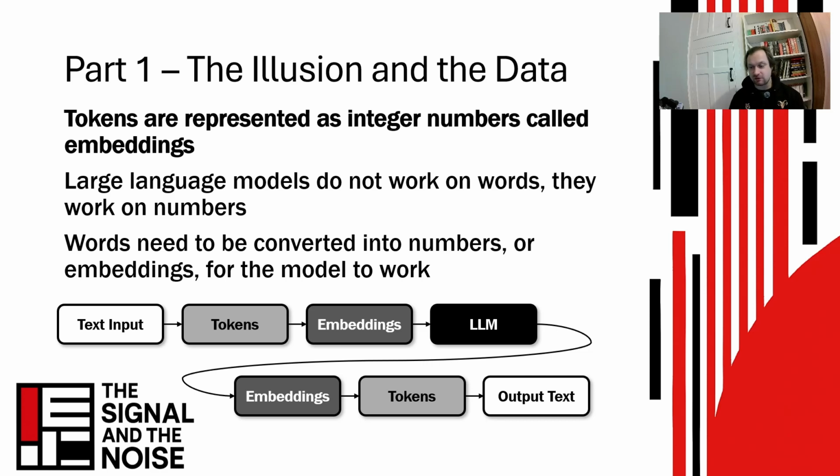So here's a rough conceptual flow of what happens when you send data to a large language model. You send your text input, which is then converted into tokens, which is then converted into embeddings. The large language model then operates on the embeddings and returns a set of embeddings, which are then changed into tokens, and then these are converted back into output text, which is what you see. So you see the white box to the white box, but the grey boxes in between are where the real large language model work happens.